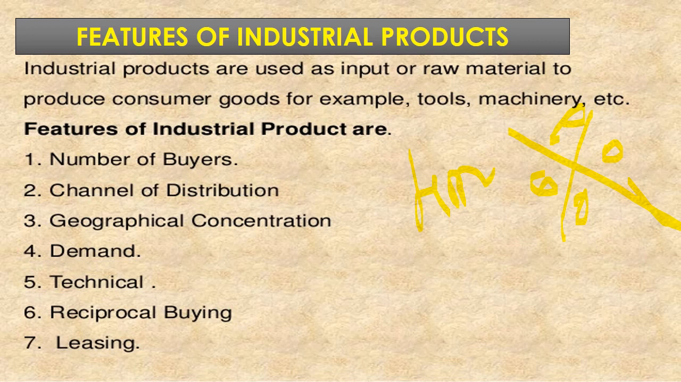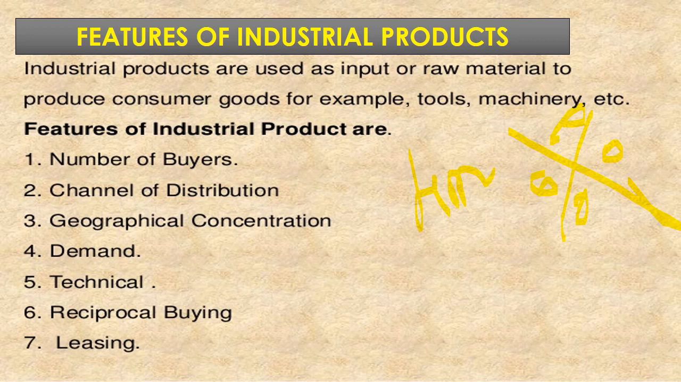Okay, so further examples I would give you. Now, what are these industrial products? They are nothing but inputs or raw materials. For example, sugarcane is the raw material, but the consumable product of sugarcane is sugar. That's the basic example I can give you. Other examples are tools, machineries, etc.